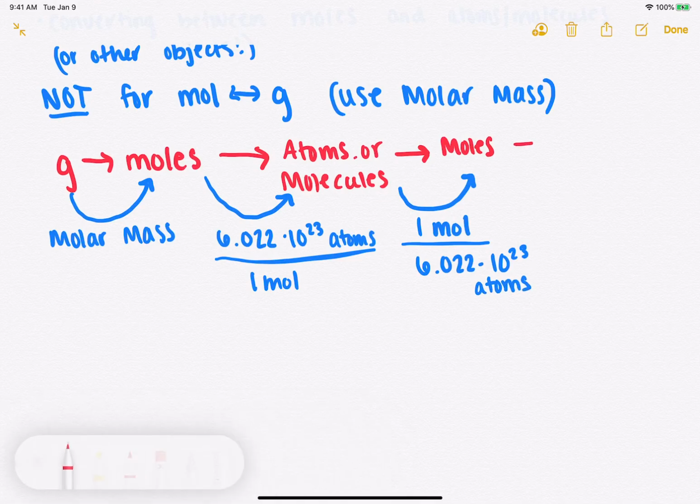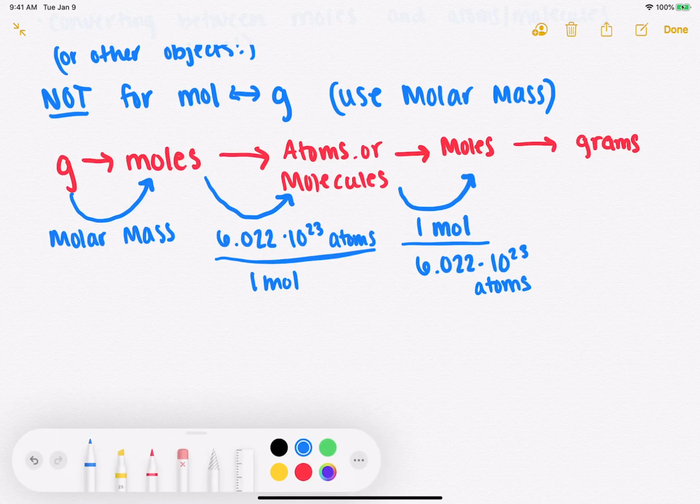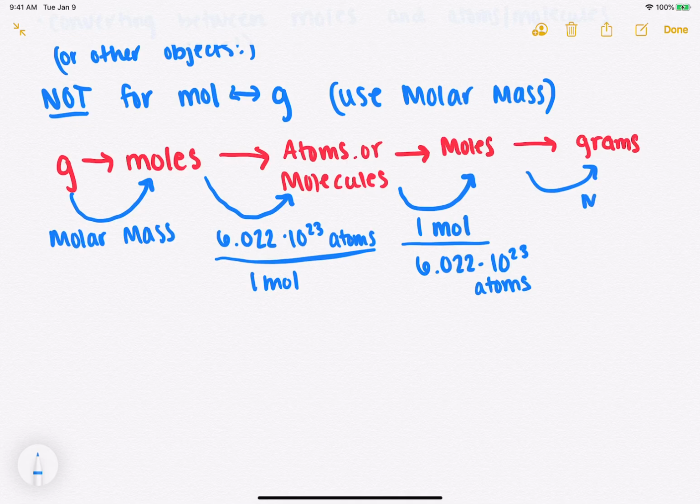And then finally, if you want to convert from moles to grams, then you're going to use the molar mass again. So notice, you're never going from grams directly to atoms or molecules. You have to go to moles first before you can convert between grams and atoms and molecules. You always have to pass through moles.